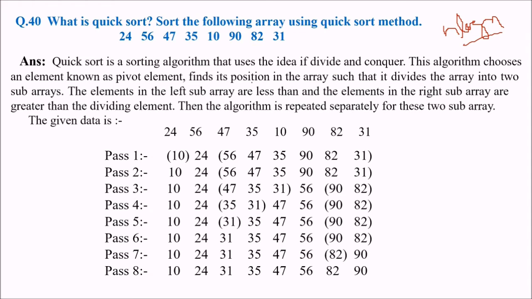Quicksort is a sorting algorithm that uses the idea of divide and conquer, similar to merge sort. This algorithm chooses an element known as a pivot element and finds its position in the array such that it partitions the array into two subarrays. The elements of the left subarray are always less than the pivot element, and the elements in the right subarray are all greater than the pivot element. So let us see with an example; the algorithm is repeated separately for these two subarrays. We have these numbers 25, 56, 47, 37, 10, 90, 82, 31. So this is pass one.